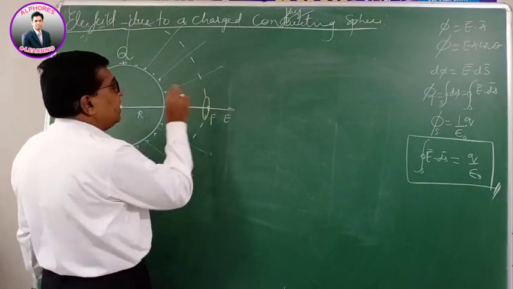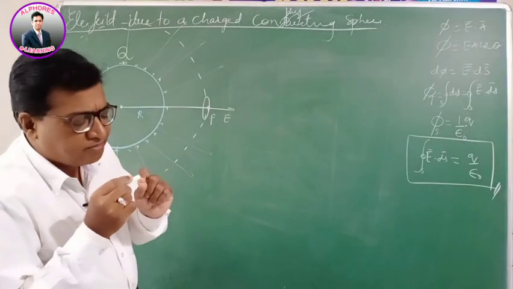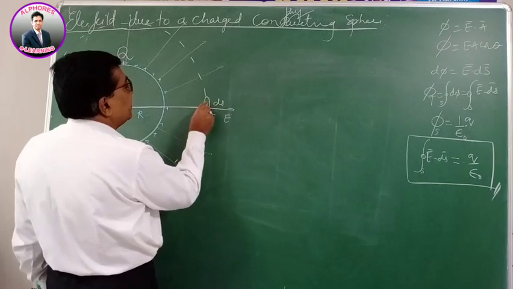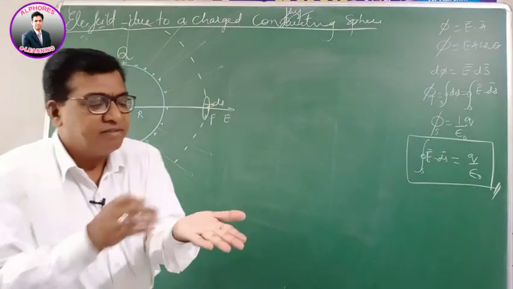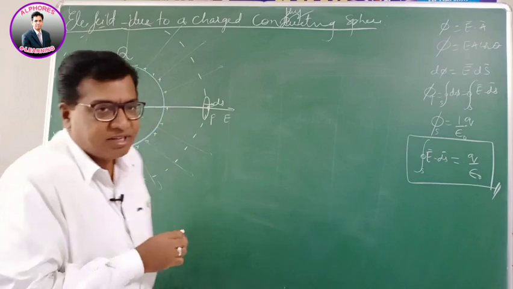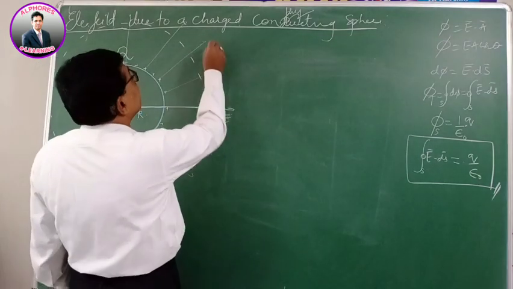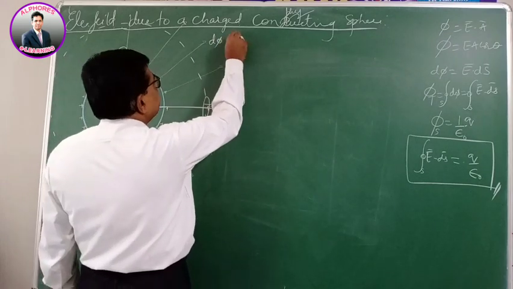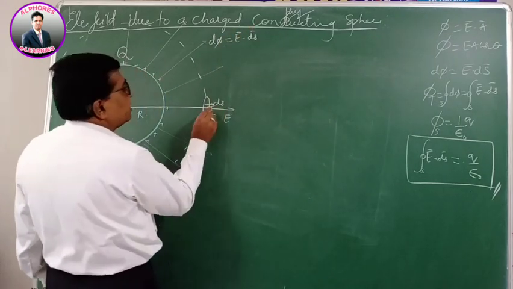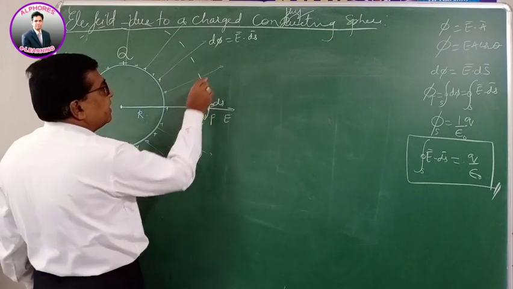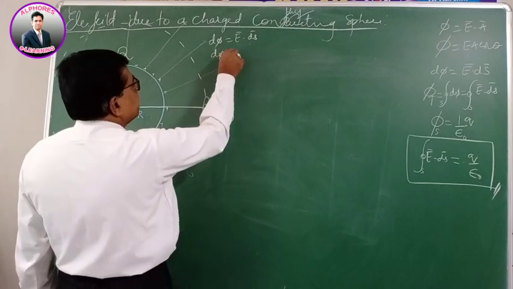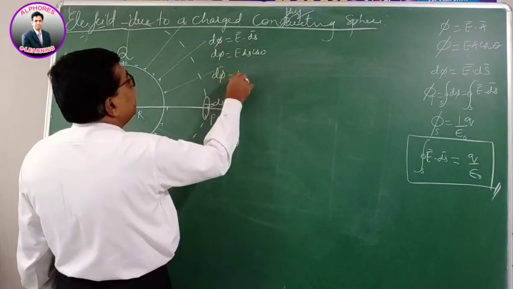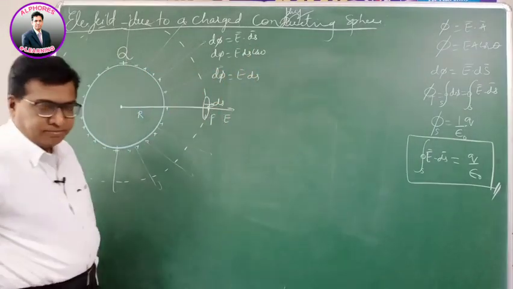Imagine a very small area element of this surface. The area element is dS. We know for any area element the direction is the outward normal. The small flux through this area element is E dot dS. But the direction of the electric field and the area element are both the same. So d phi is equal to E dS cos 0, so d phi is E into dS.